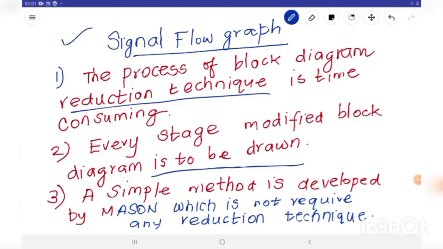Hi everyone, in this video I am going to explain signal flow graph. What are the advantages of signal flow graph over block diagram? The process of block diagram reduction technique is time consuming. Second point, every stage modified block diagram is to be drawn, so a simple method was developed by Mason which does not require any reduction technique. That is known as signal flow graph.